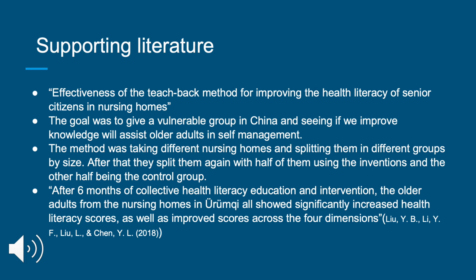The method was taking different nursing homes and splitting them into different groups by size. So an example would be a large nursing group, a medium, and then a small sized one. After that they split them again, with half using the interventions of TeachBack and the other half just being a control group, not adding any interventions. After 6 months of collective health literacy education and intervention, the older adults from the nursing homes in Urumqi all showed significantly increased health literacy scores as well as improved scores across the 4 dimensions they were testing.